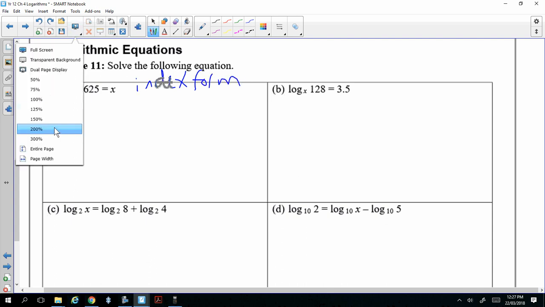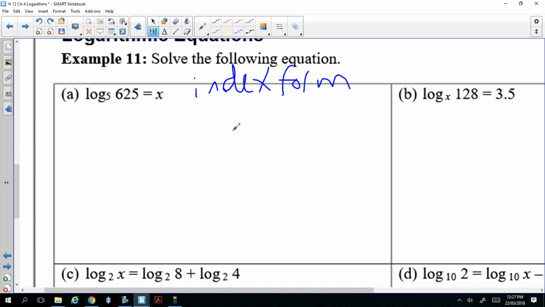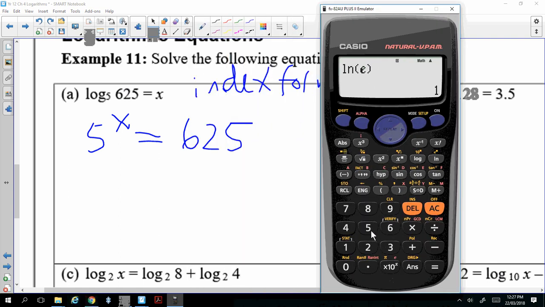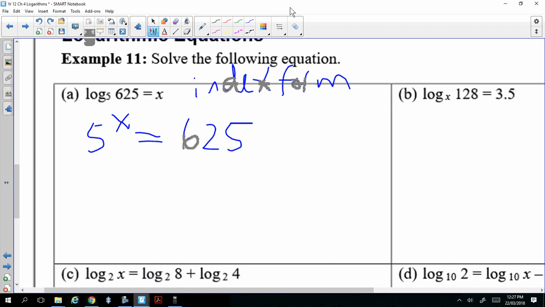And then you're going to ask, 5 to the power what is 625? So you can do trial and error. You go 5 squared, doesn't give you 625. So you go 5 to the power 3, that also doesn't give you. And then you go 5 to the power of 4, it gives you, right? So that's 5 to the power of 4. And when you do that, you just have to make the two indices equal to each other. So x equal to 4. Get the idea?